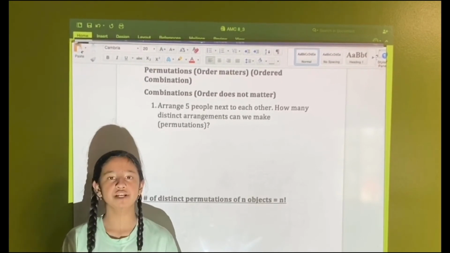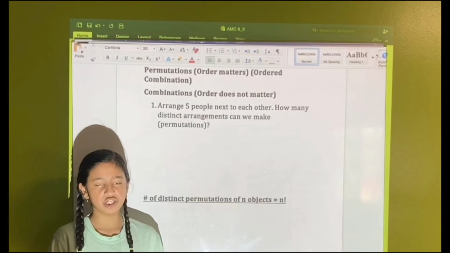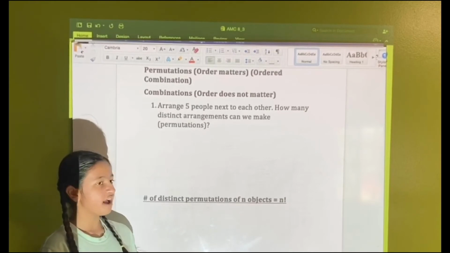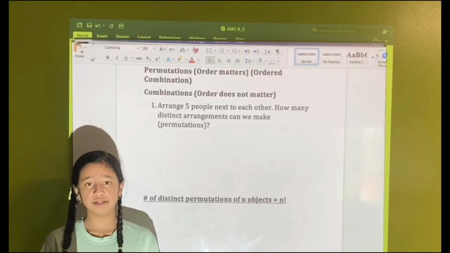Permutations and combinations. In permutations, the order matters. It's an ordered combination. Combinations, the order does not matter. So we're going to do a practice problem. Arrange 5 people next to each other. How many distinct arrangements can we make? This is a permutations problem.